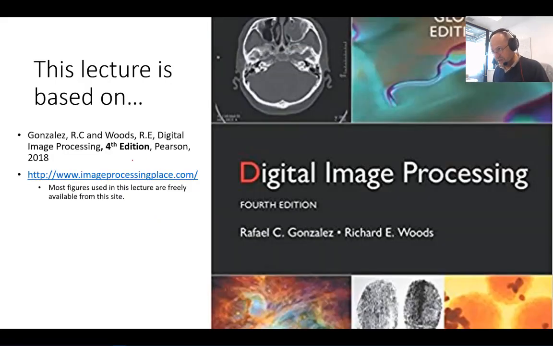Now, this is an excellent book for those of you who want to learn more, because it starts from basic principles, from the first principles. This lecture is based on this book, and I have a 12-week course where we read 90% of this book, Digital Image Processing. It's one of my bedside books. It's a wonderful book. All right.